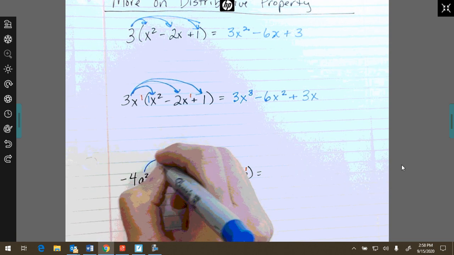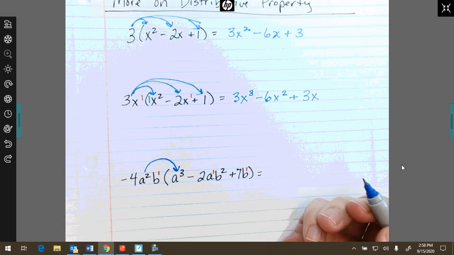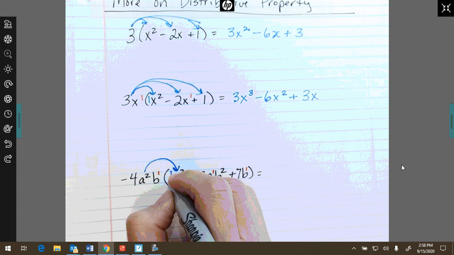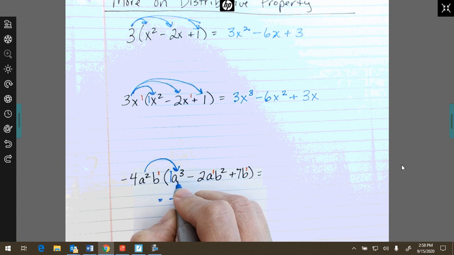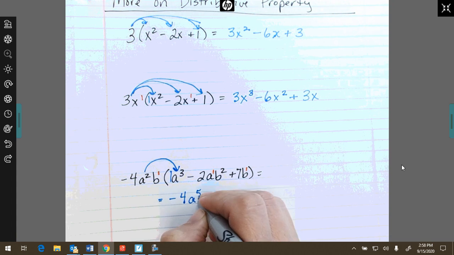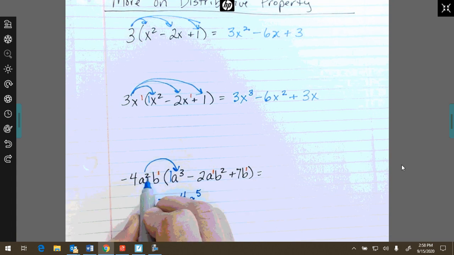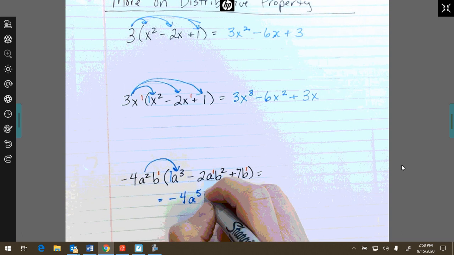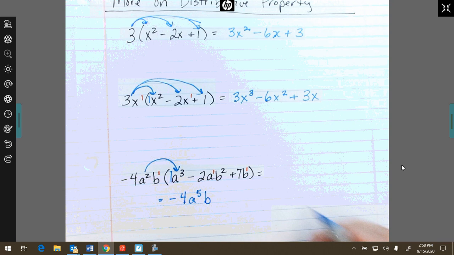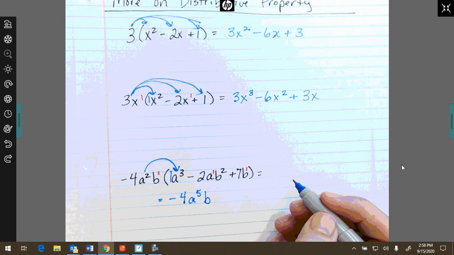I'm going to go negative 4a squared b. That's going to be negative 4 times 1 is negative 4. A squared times a cubed is a to the 5th. Keep the base. 2 plus 3 is 5. Add the exponents. And then the b is just going to stay b. You can put a 1 there if you want to.